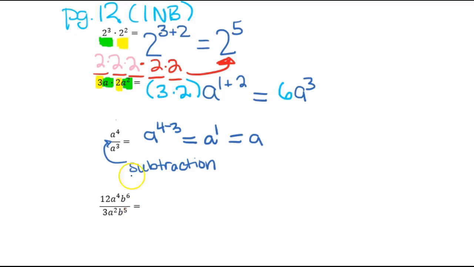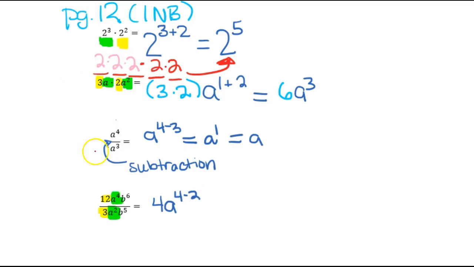Okay, so what we're first going to do is take our constants, 12 and 3. We know that 12 divided by 3 will give us 4. The next thing we're going to do is take our variables with the same base. So we have two a's here, a to the 4th divided by a squared. We know this is a to the 4 minus 2 power.